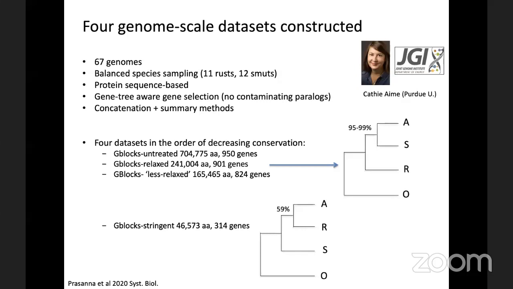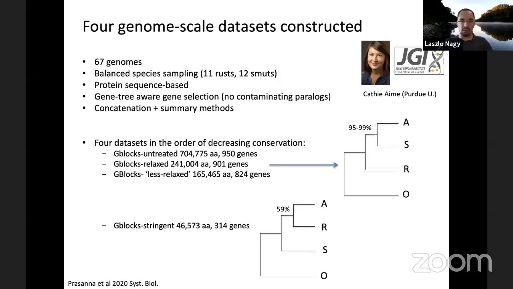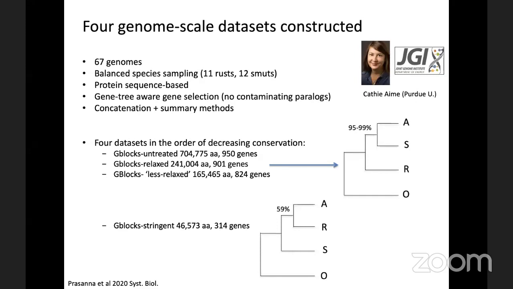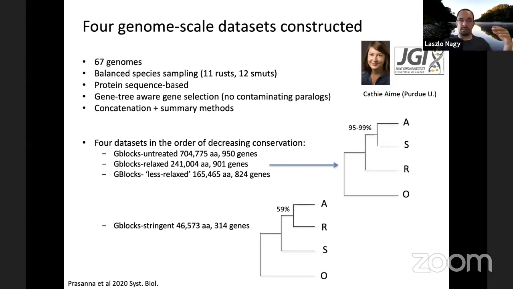So we assembled four data sets in decreasing order of data set size. We started with a data set in which we just concatenated all the genes. There were 950 genes. We concatenated them into a data set of 700,000 amino acids. Then we applied increasingly stricter filtering approaches or filters in Gblocks. The first is called relaxed, where we allowed gaps. This resulted in a 241,000 amino acid data set.